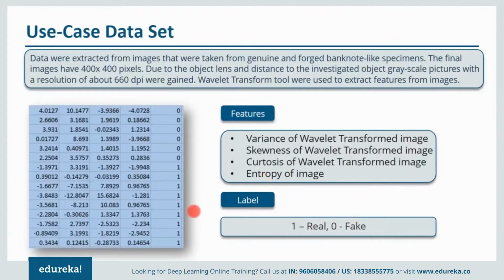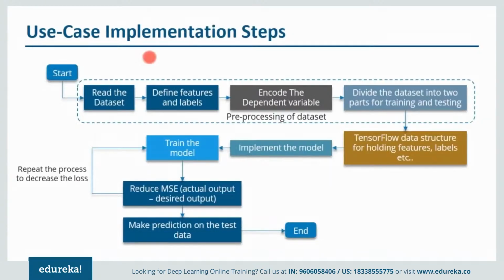After that, when I talk about the label, which is nothing but my last column, over here if the value is 1, that means the pattern represents a real note, whereas when the value is 0, that means it represents a fake note. So guys, let's move forward and we'll see what the various steps involved in order to implement this use case are. So over here we'll first begin by reading the data set that we have. We'll define features and labels. After that we are going to encode the dependent variable.